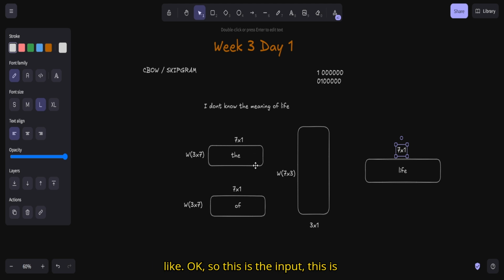Okay. So this is the input, this is the hidden state, and this is the output. This is how CBOW looks like. What CBOW does is basically find the middle word. Okay. This is how it's trained. Like it finds the middle word.